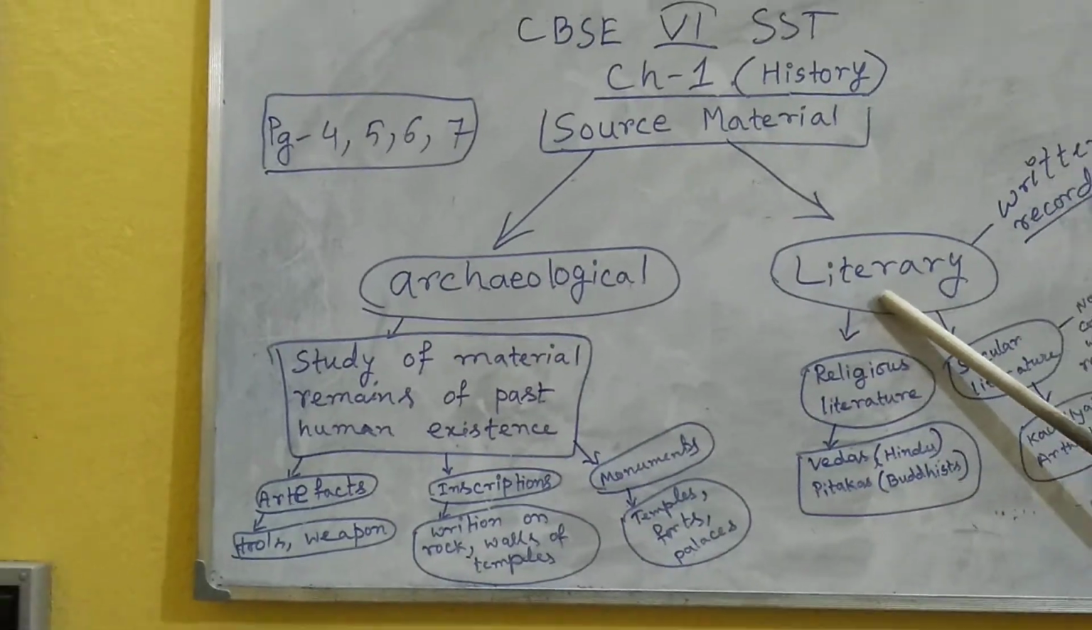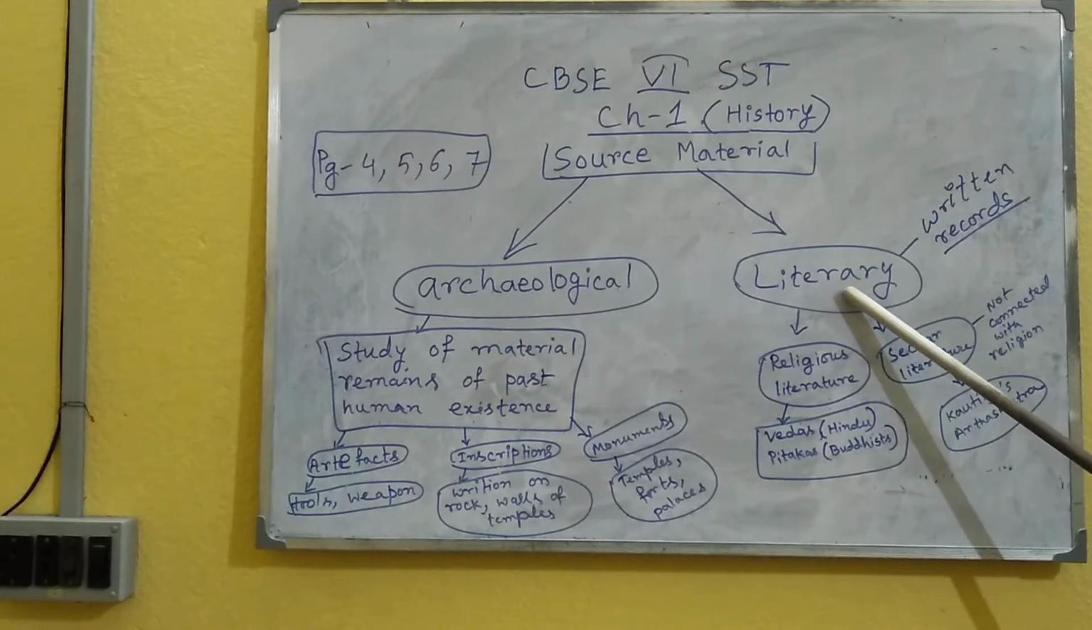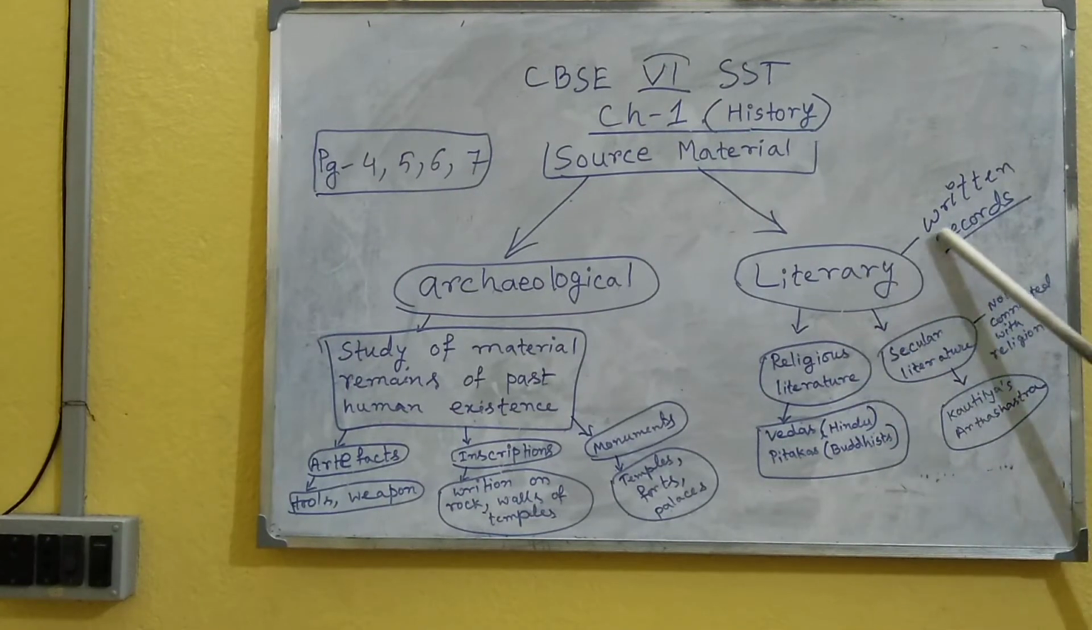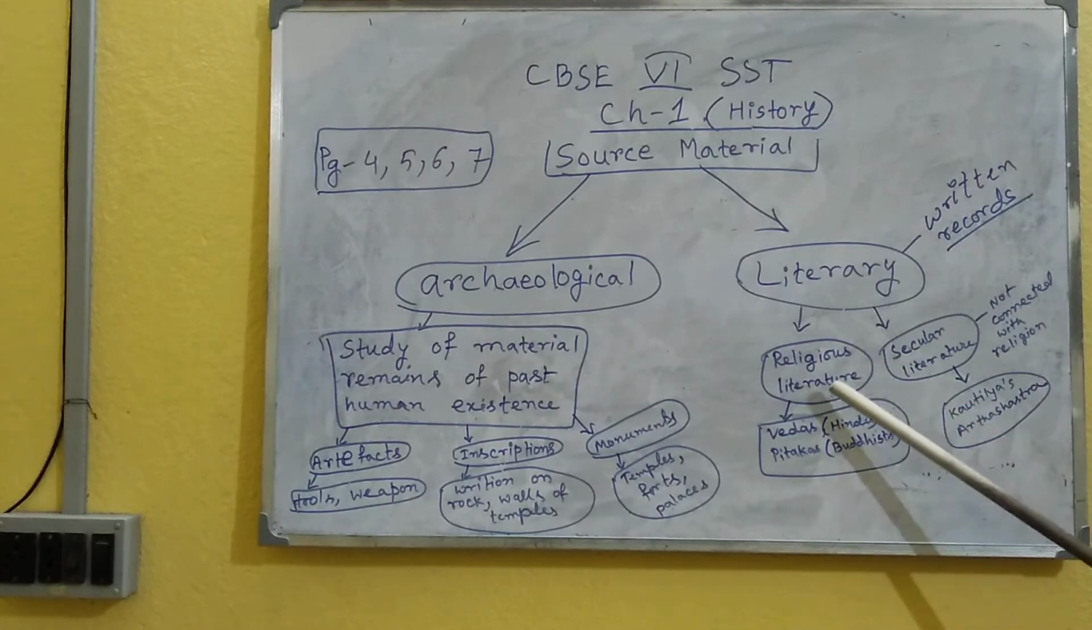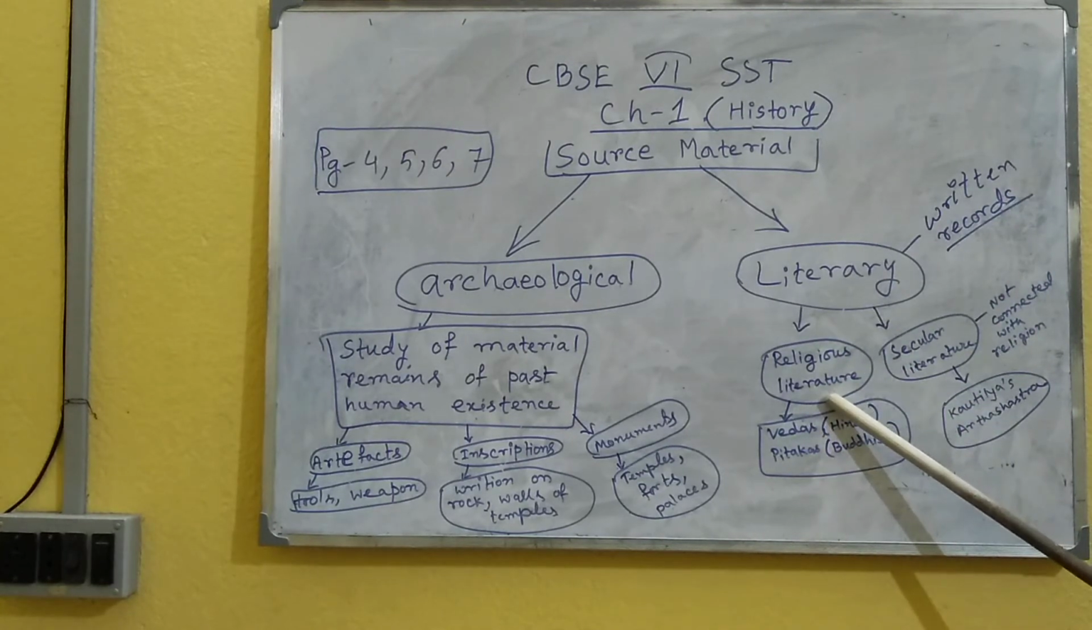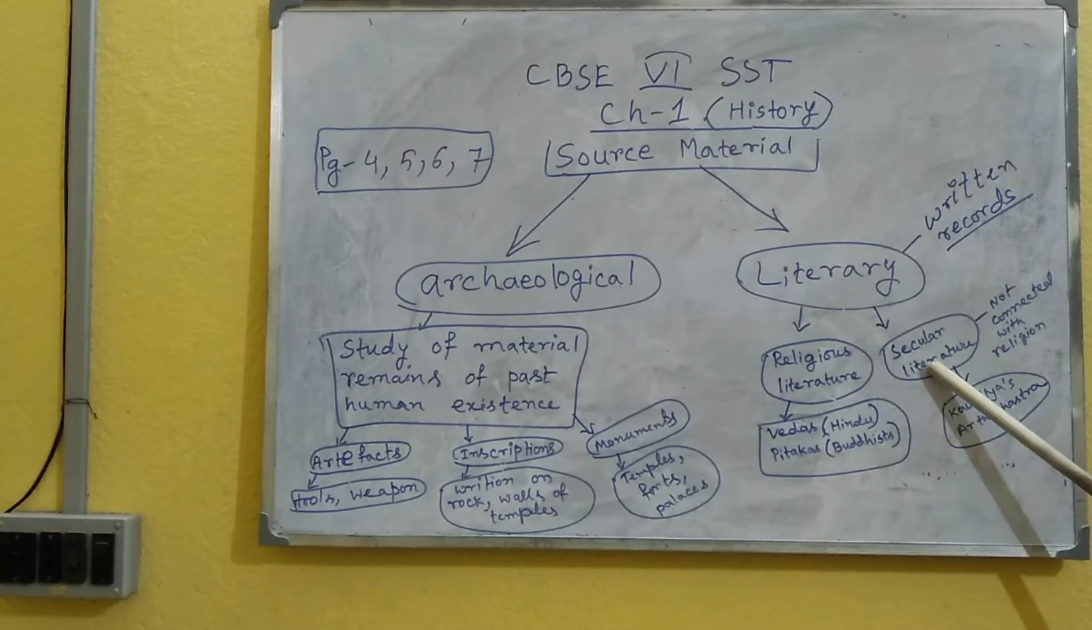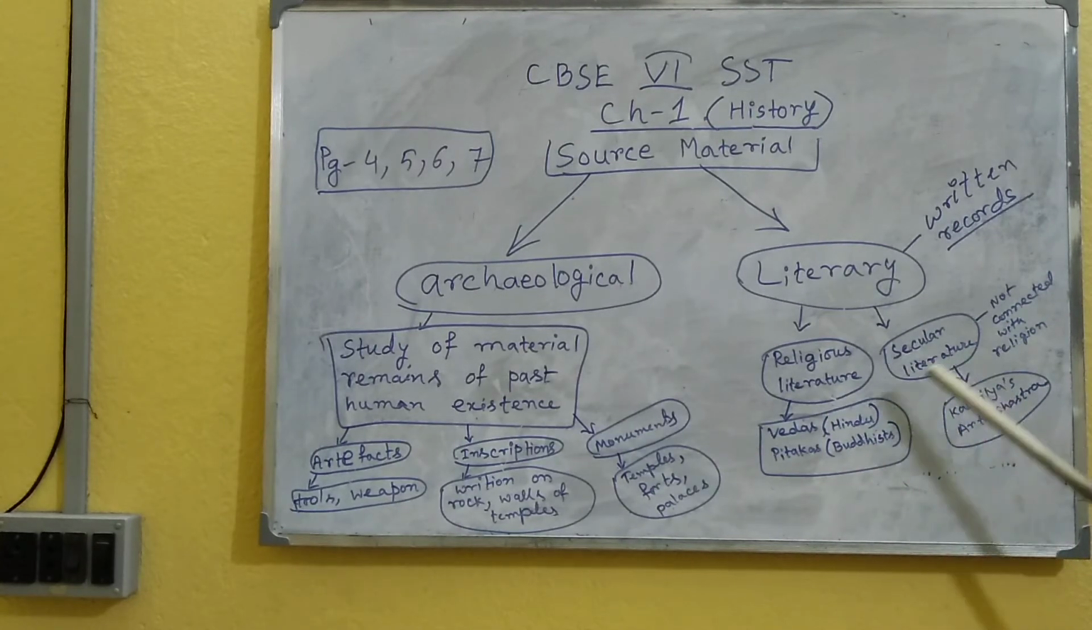Next, move to this part. This is the literary sources. Literary sources means the written records. Okay, so we can divide it into two parts. First one is the religious literature. Second one is the secular literature.